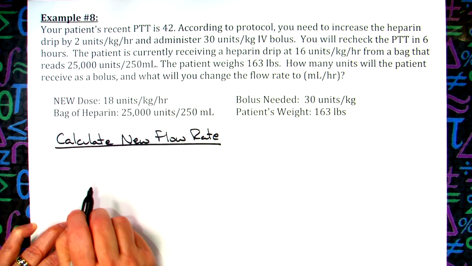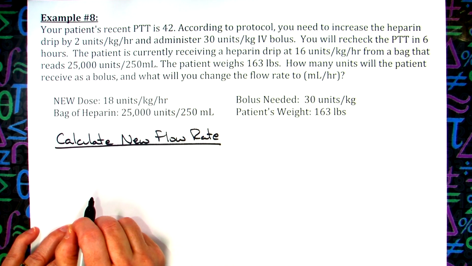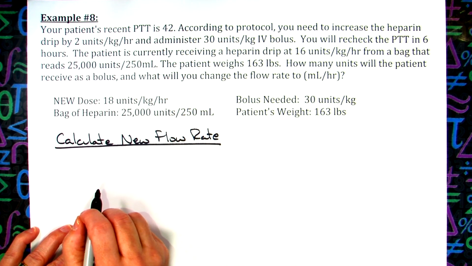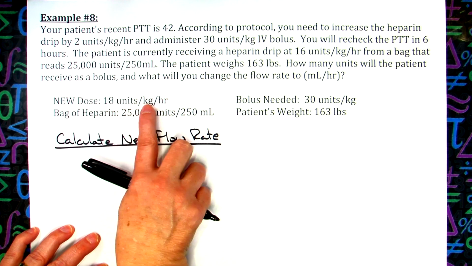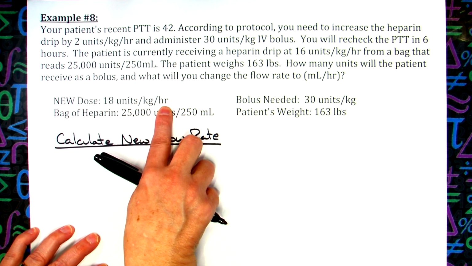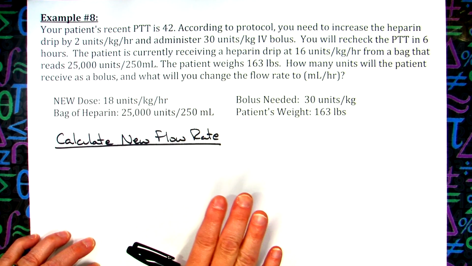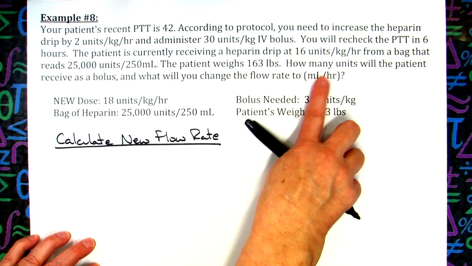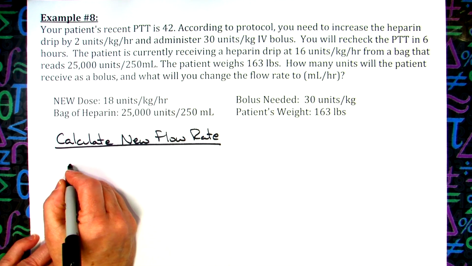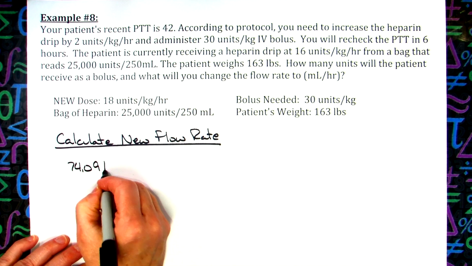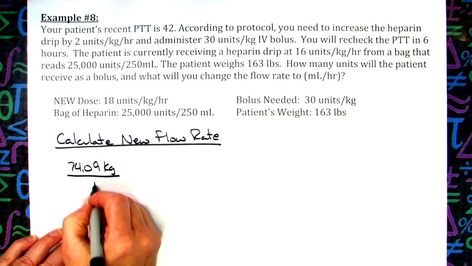All right, so we're going to start with the patient's weight, because we are going to have to use the 18 units per kilogram per hour. I know I've got kilograms in there. Kilograms are going to have to cross out because we want just milliliters per hour. So I'm going to start with the patient's weight. We said was 74.09, and that was kilograms. We'll put that over 1.